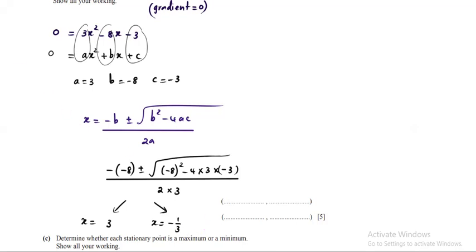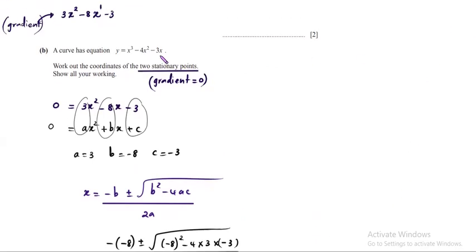But these two are the values of x. So that is 3 and negative 1 over 3. I need to write the coordinates, which means we need to find the values of y as well. Now, in this derivative function that we have here, 3x squared minus 8x minus 3, we do not have any y in it to find the y value. The y is in the equation of the curve.